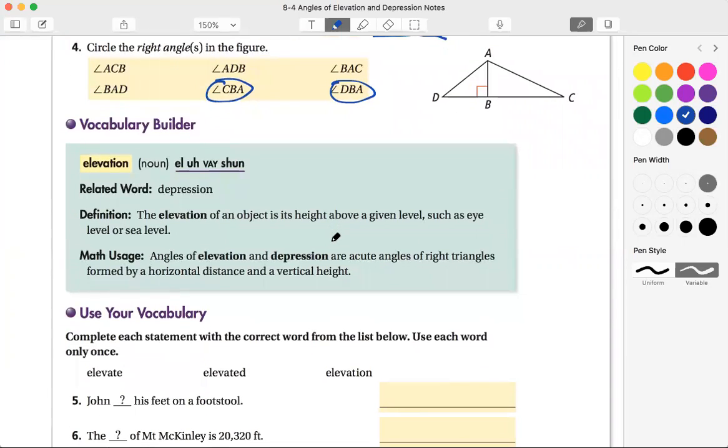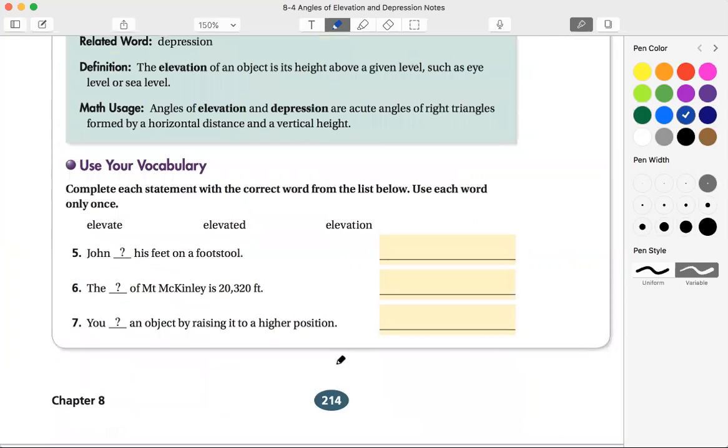All right, elevation. The related word is depression. Elevation of an object is its height above a given level, such as eye level or sea level. Angles of elevation and depression are acute angles of right triangles formed by a horizontal distance and a vertical height.